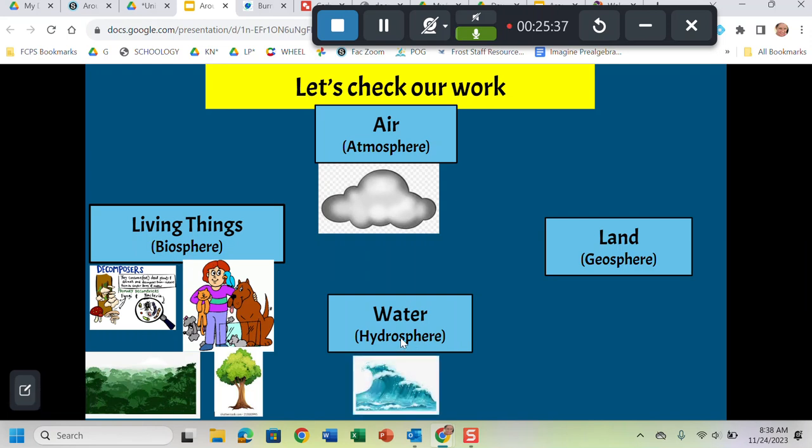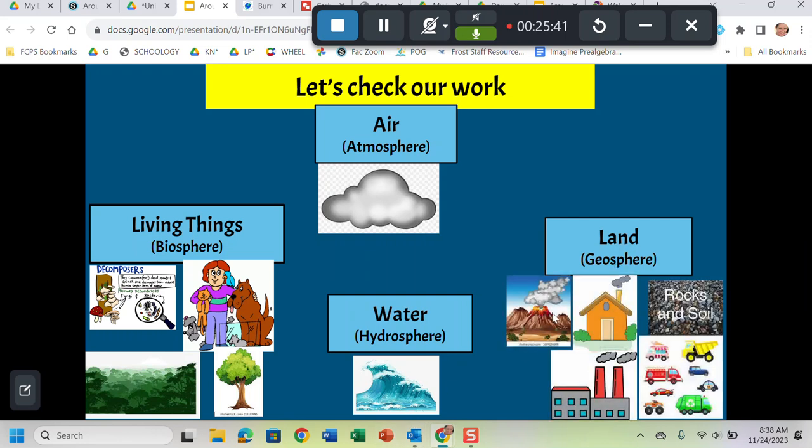Our water, our hydrosphere, we just represented using a big wave. And then for land, we had a volcano. So you're thinking in this case about the volcano, that the magma that's burning, right? And we had a home, just general rocks and soil, vehicles, and factories. These aspects of our lives are all using land. That's how we're thinking about it. They're storing carbon in the land, and then they will release it.